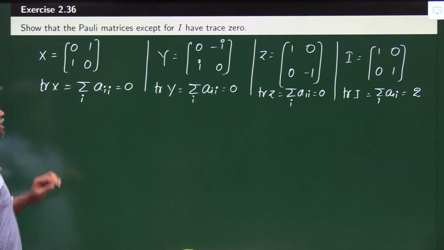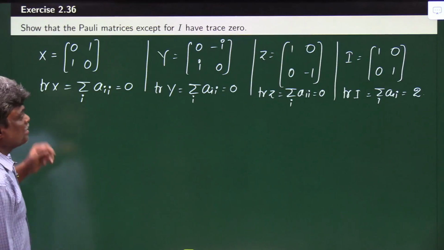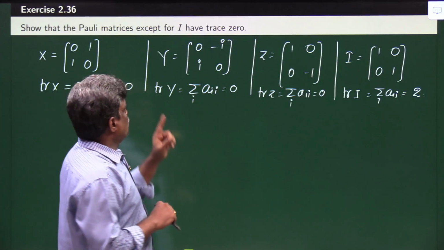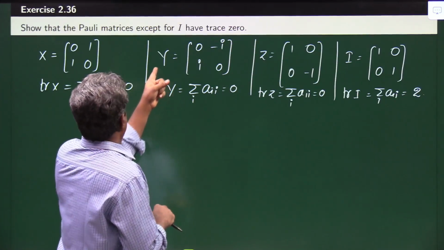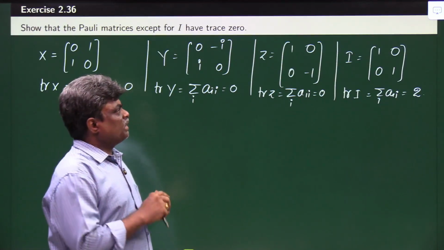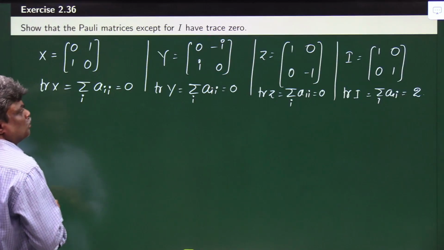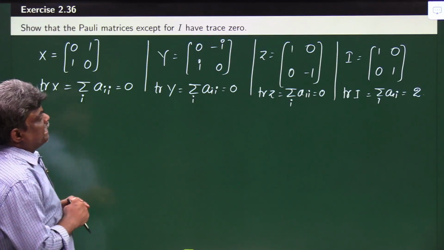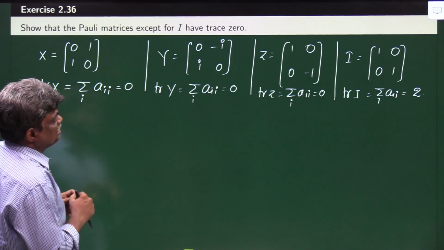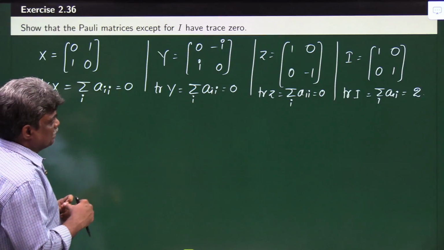Right. So this is a trace of sigma squared. That means we can say trace of sigma x squared, or trace of sigma y squared, is 2. Trace of sigma z squared is also 2. I think we can write this more generally. What is that? If both are the same, we are getting 2. Otherwise, if both are different, we are getting 0.